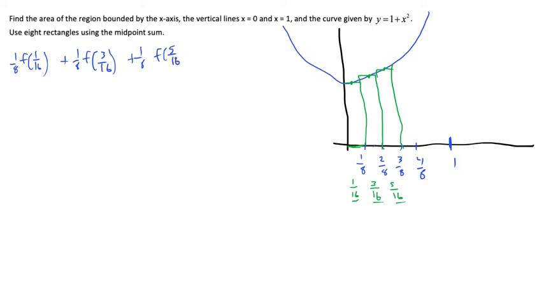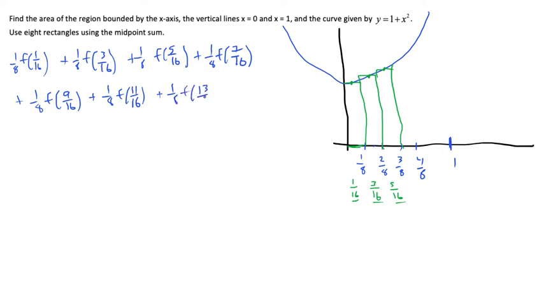Plus 1/8 times f of 5 over 16, plus 1/8 times f of 7 over 16, plus 1/8 times f of 9 over 16, plus 1/8 times f of 11 over 16, plus 1/8 times f of 13 over 16, and then plus 1/8 times f of 15 over 16. Remember, these points are the midpoint of each rectangle that we draw. 1/8 is the width of each rectangle, so width times length. And of course, this is the function that we use when we calculate each of these.